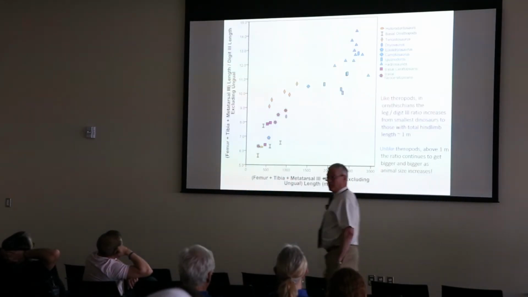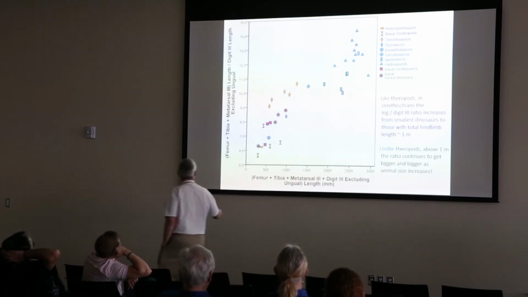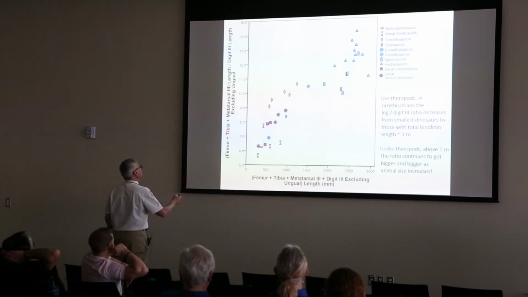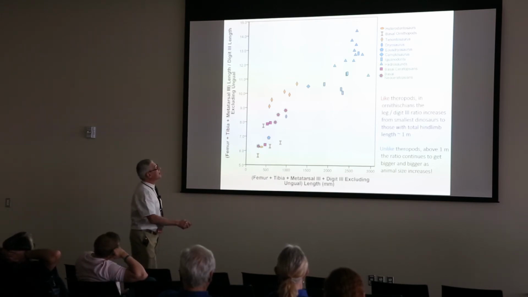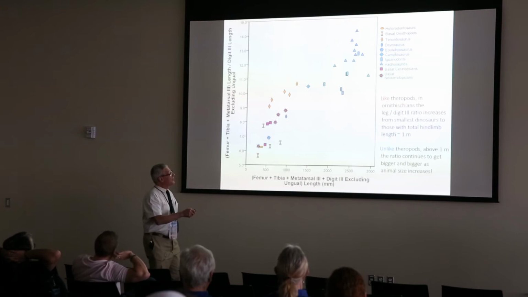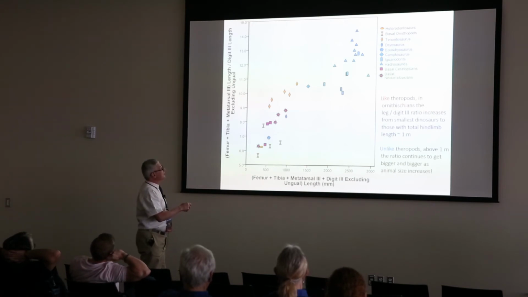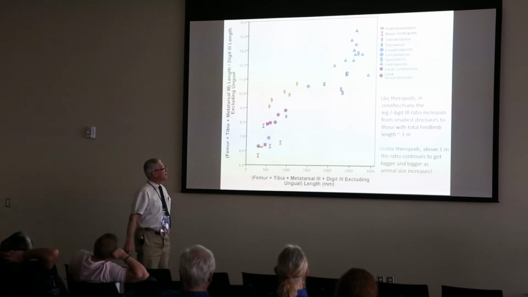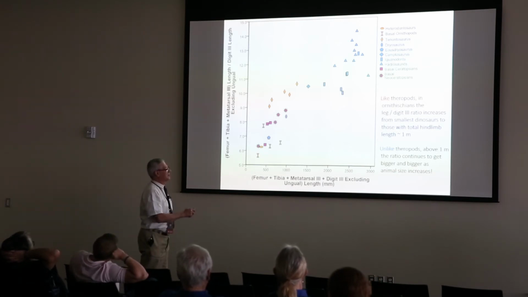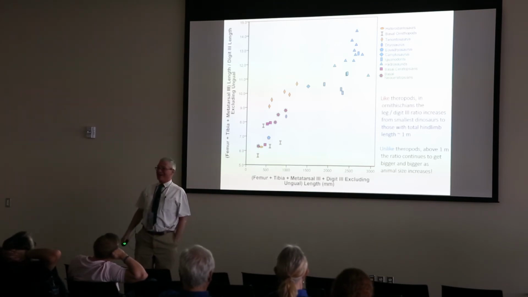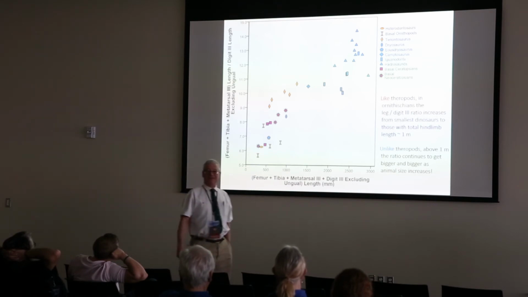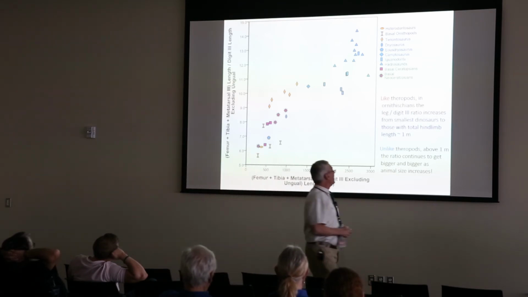Again, we start with the skeletal data, looking at the ratio of femur plus tibia plus metatarsal 3 divided by digit 3 length as a function of the entire leg length. And like theropods, in the ornithischians the ratio increases from the smallest animals to those with leg lengths of about 1,000 millimeters, about a meter. But then, unlike the theropods, they just keep going into things like the iguanodonts and the hadrosaurs.